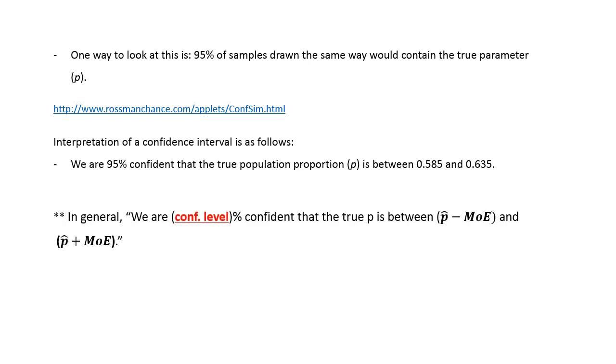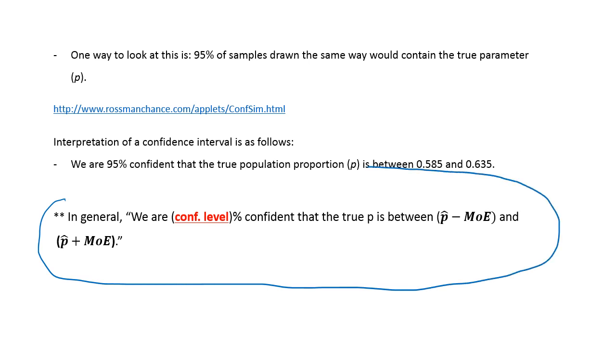So confidence intervals tell us how confident we are that the parameter is between those two values that we come up with. This statement at the bottom is very important. This is one that we will use over and over and over again. We are whatever percent confident that the true proportion, whatever it is we're looking at, is between those two values. That is a confidence interval, and that is how you interpret every single one of them.